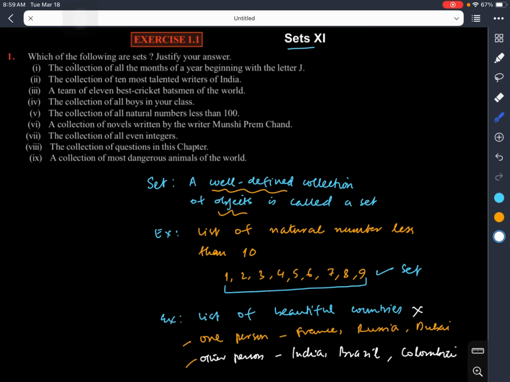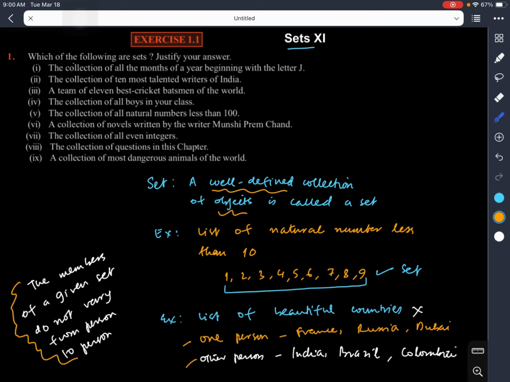So this is an important point to be noted, that the members of a given set do not vary from person to person. This is an important point to be kept in mind while identifying a set. If there is a variation from person to person, if the list is choice based, that means that list will never form a set. So keeping this very concept in mind, let us try to solve these questions.